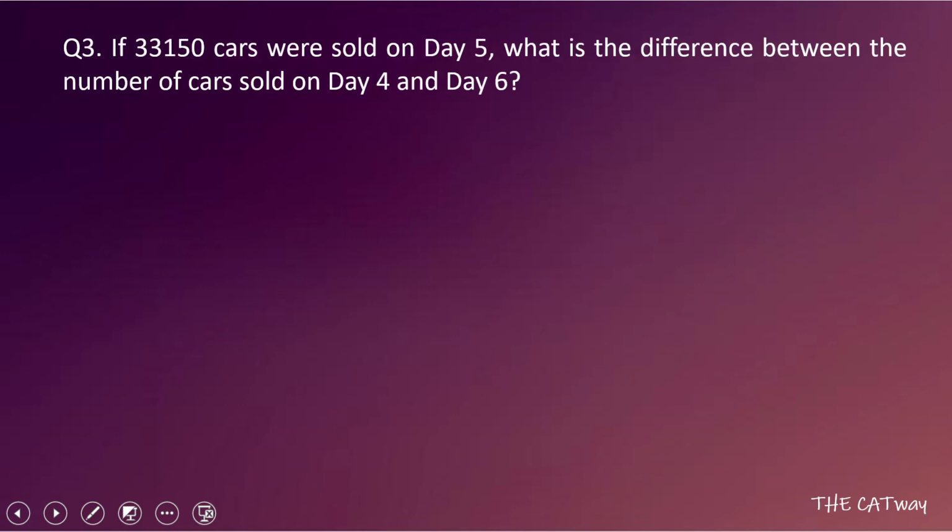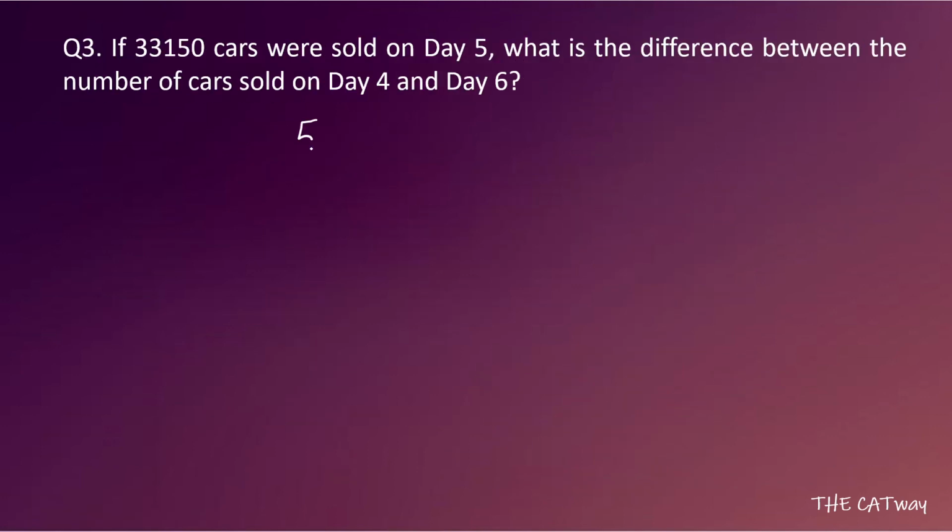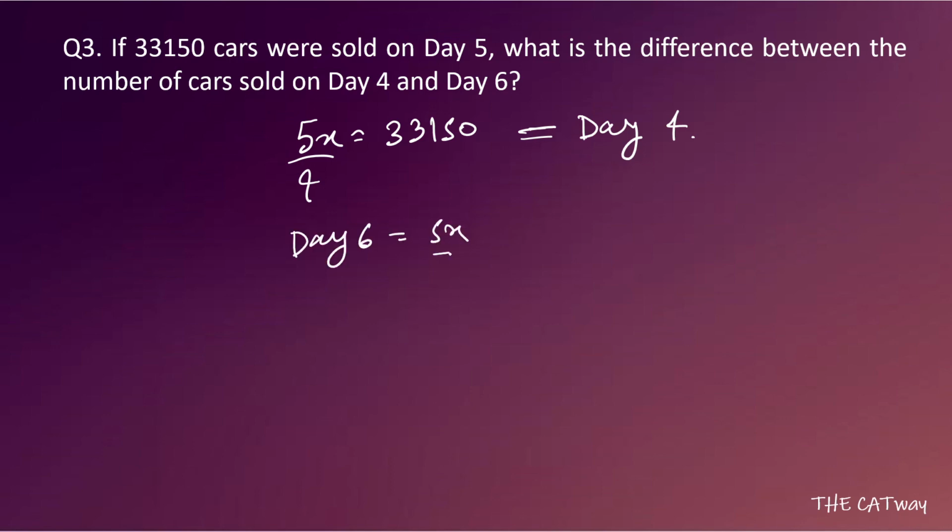It says, if 33,150 cars were sold on day 5, what is the difference between the number of cars sold on day 4 and day 6? Day 5 is given by 5x by 4, and day 4 is also 5x by 4, and day 6 is 5x by 3. So we have been given 5x by 4 is equal to 33,150. This will also be the figure for day 4.